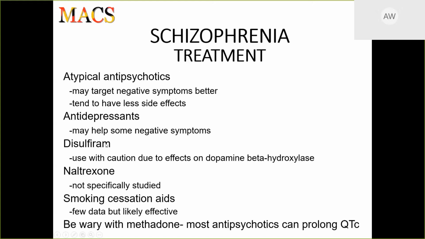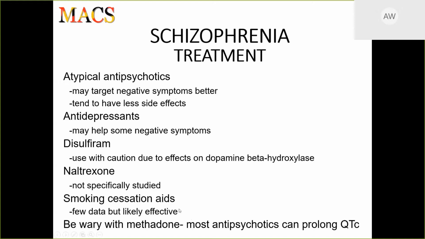Just some things to highlight: being careful with disulfiram or Antabuse for alcohol, because that not only affects alcohol metabolism, but it also affects the metabolism of dopamine, which is related to hallucinations. So people with schizophrenia can often get worse with Antabuse. Naltrexone, and I didn't add in here, acamprosate, have not really been studied.